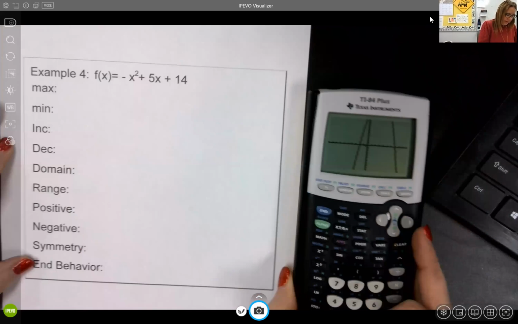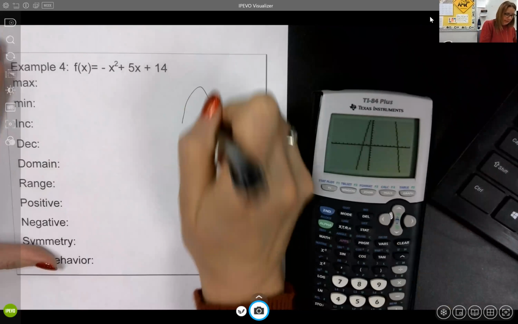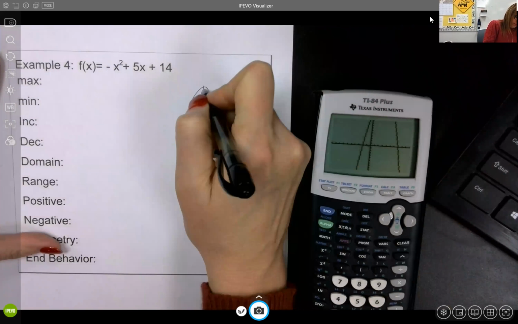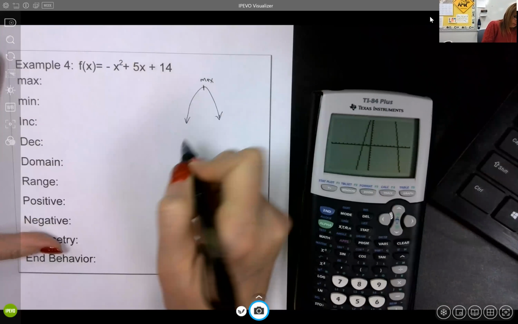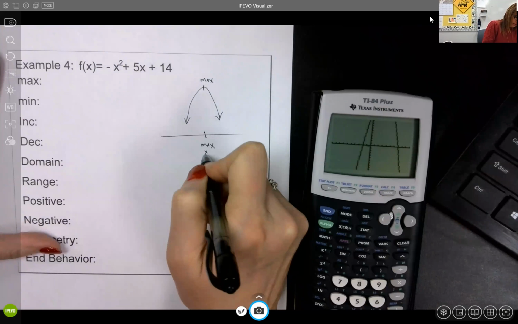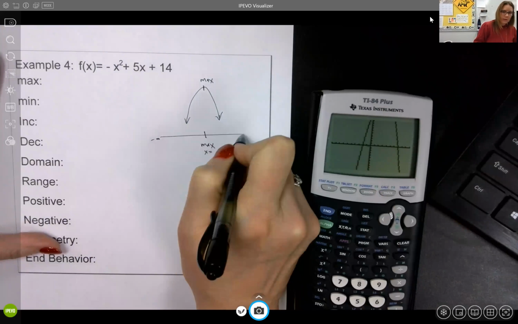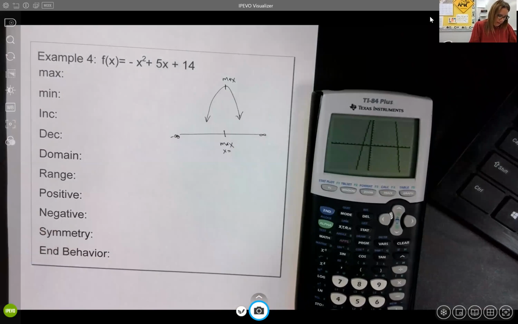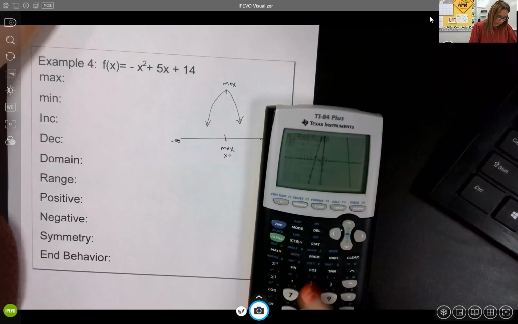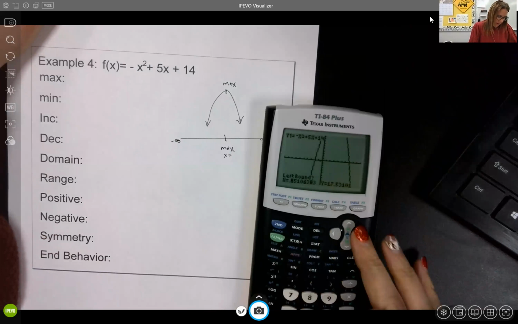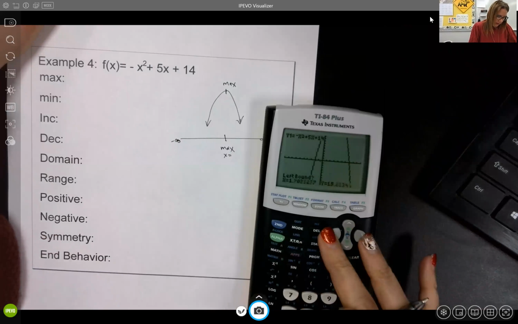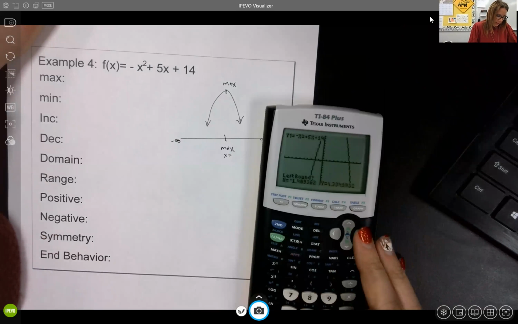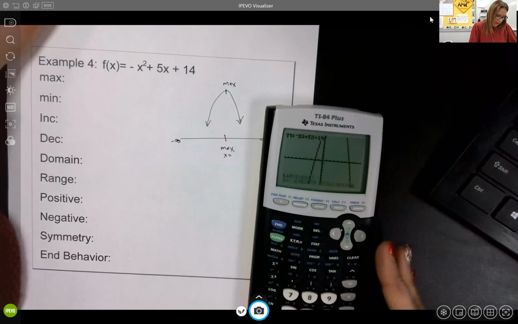Okay, let's do one more example. All right, so this one is going upside down instead. Okay, and so right here is going to be a maximum. Okay, this is my -infinity and my +infinity. Let's find that max. So I'm actually up too high, so I have to come down a little bit. There we go. I'm going to go up here, hit enter.